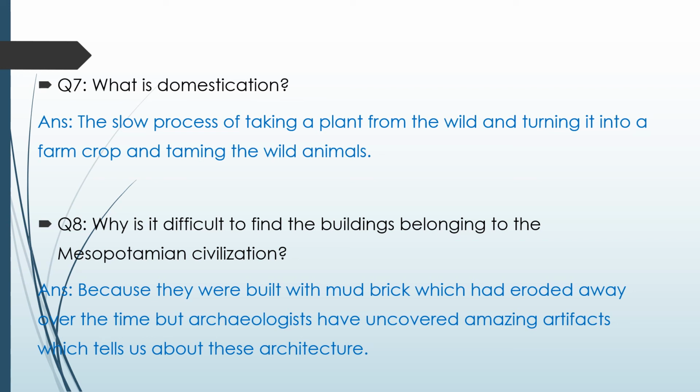Question number 8. Why is it difficult to find the buildings belonging to the Mesopotamian civilization? Because they were built with mud brick which had eroded away over time, but archaeologists have uncovered amazing artifacts which tell us about this architecture. They were built with clay mud brick, and as we all know, it has been a long time since the Mesopotamian civilization existed. So all these buildings have eroded away, meaning they are demolished, we cannot find them.